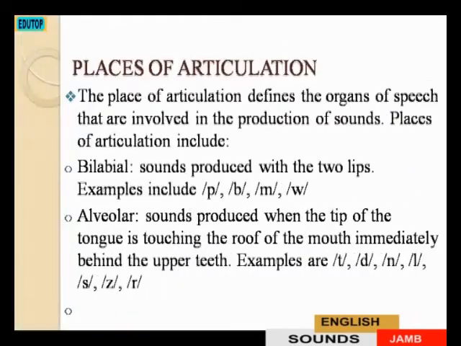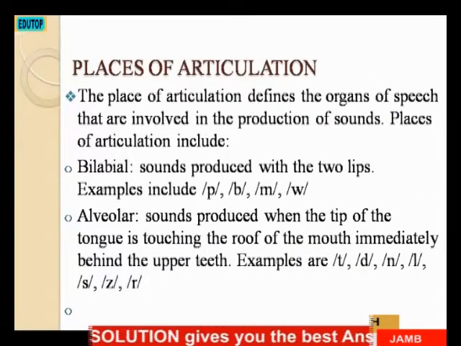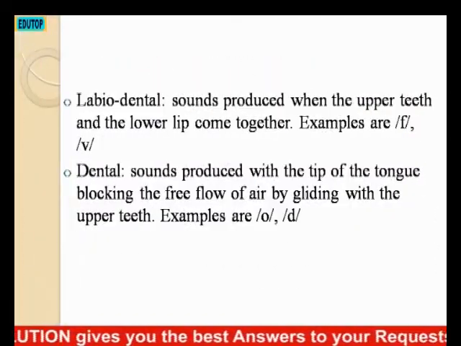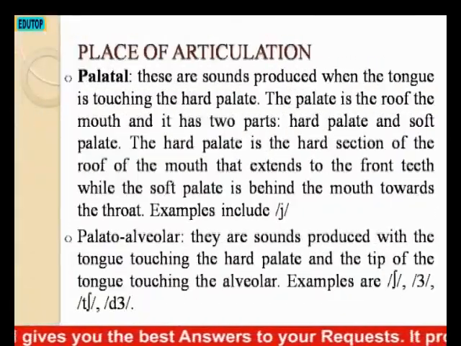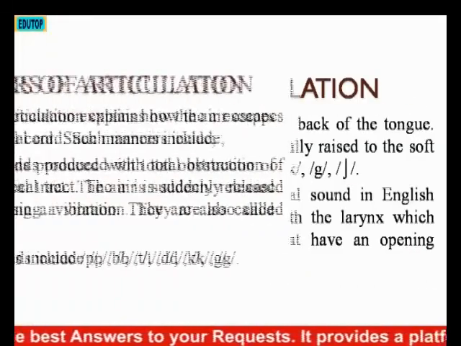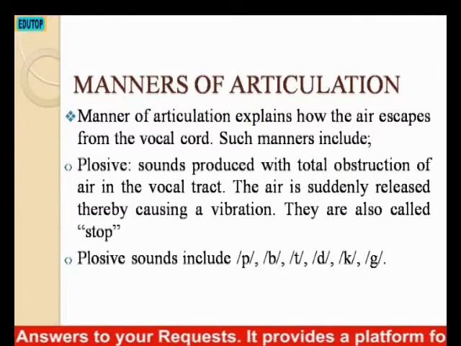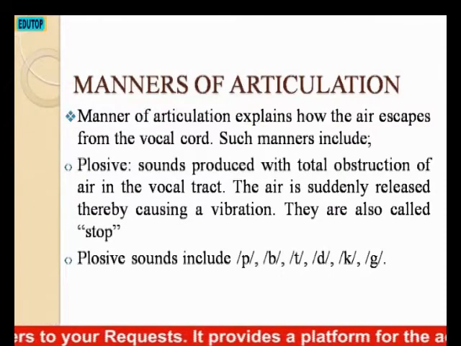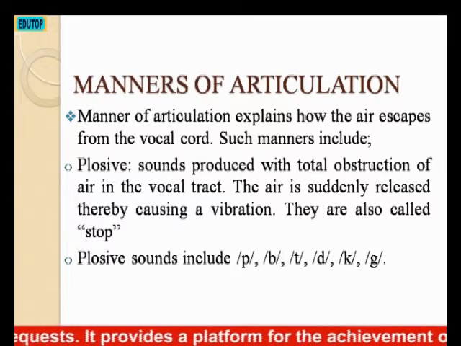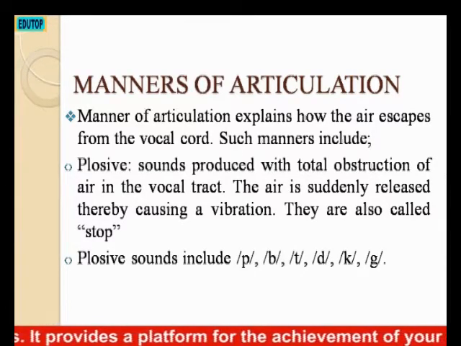So we have explained the places of articulation. We have the bilabial, alveolar, labiodental, dental, palatal, palato-alveolar, velar, glottis. And under manner of articulation, we have discussed the plosive sounds, which are usually produced with a total obstruction of air coming from the lungs and then a sudden release of the air.